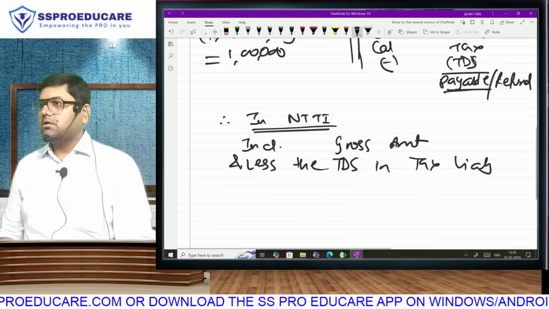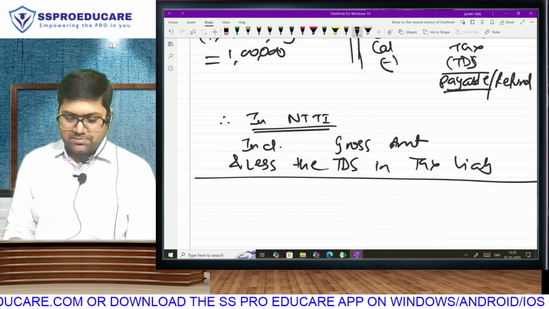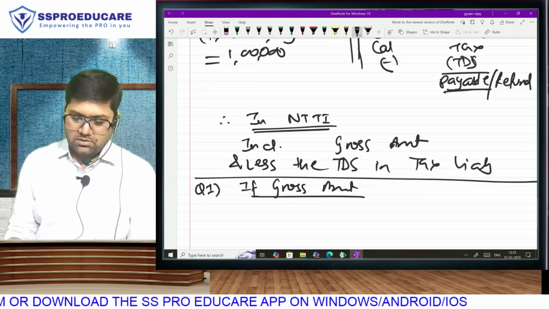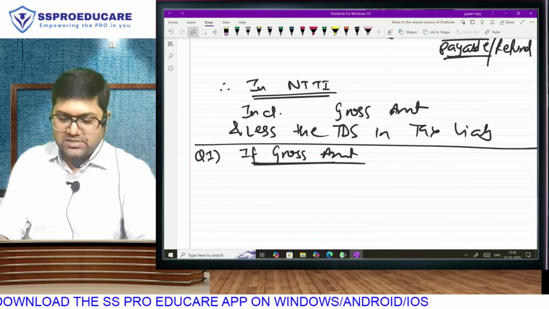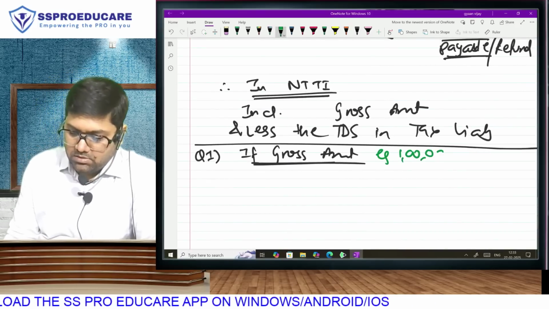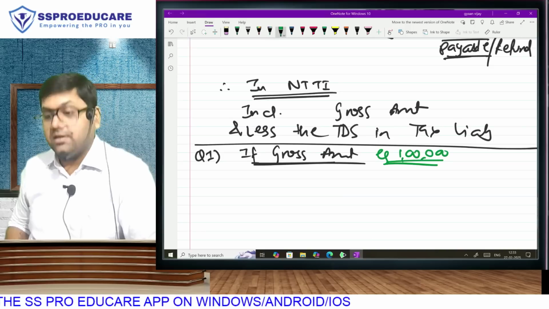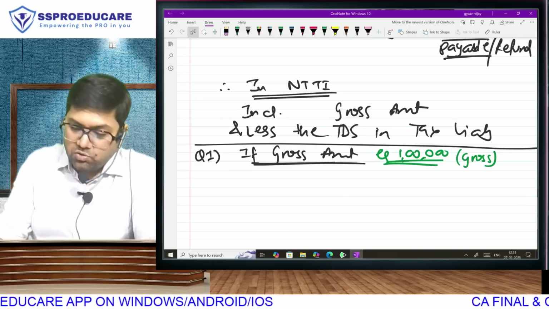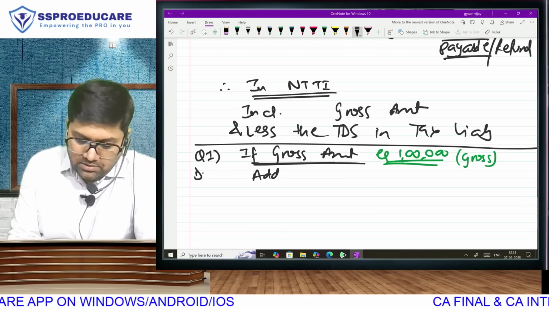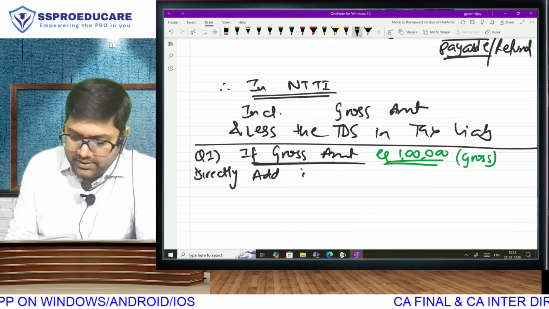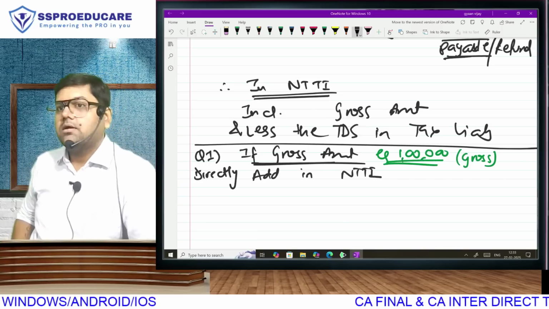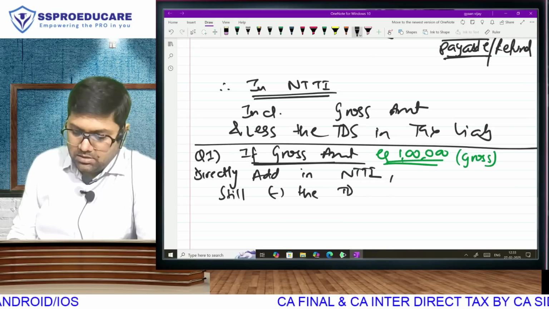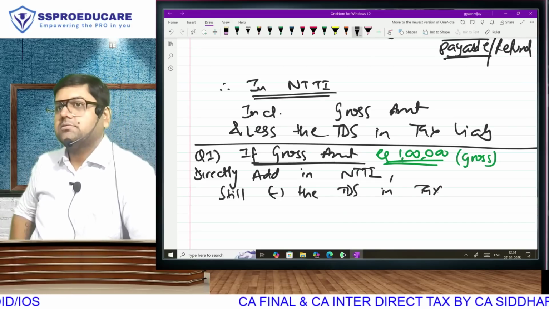Correct? Now exam questions are of two types. Question type 1: if the question has given you the gross figure, what to do with the gross amount? For example, the question has given you 1 lakh rupees, and they will say gross amount. So what to do with the gross amount? Directly add in NTTI, correct? Still you will less the TDS in your tax calculation.